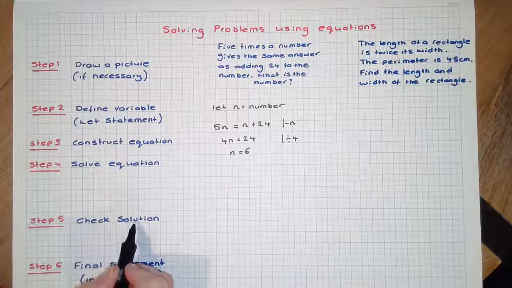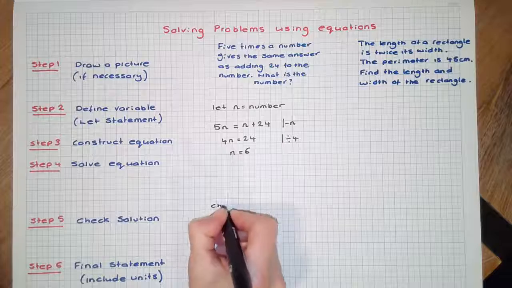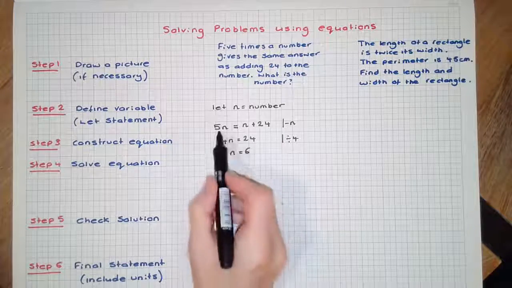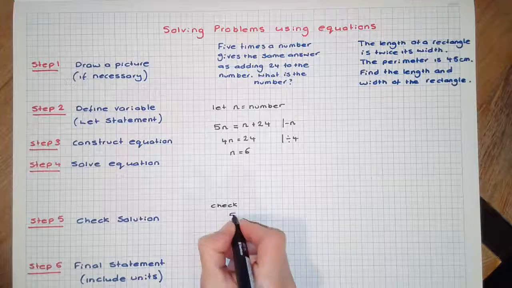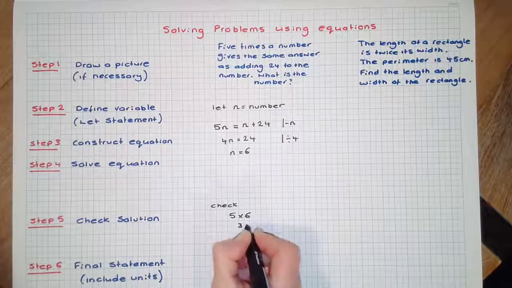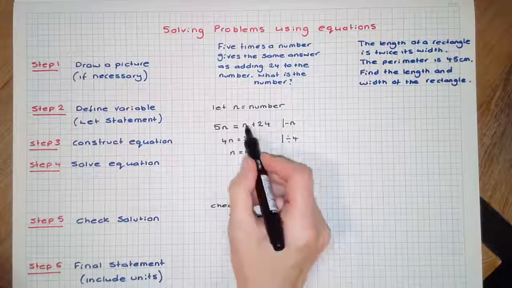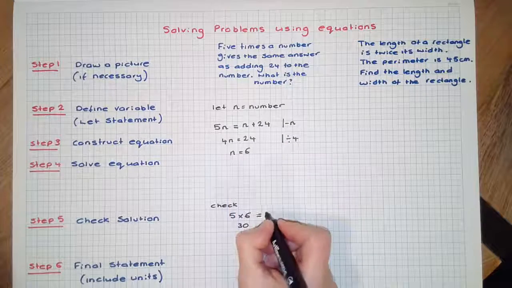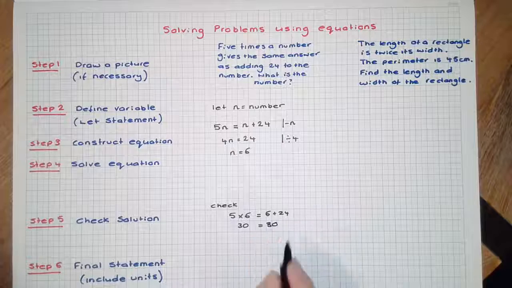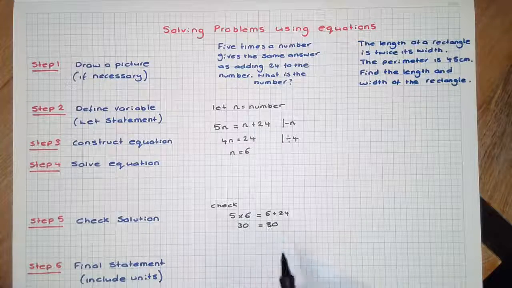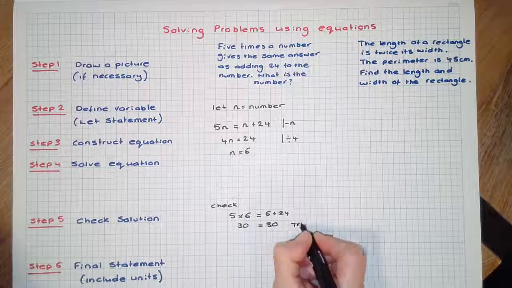Step 5, we check the solution. Check. 5n, substituting 6 in for n, would be 5 times 6, which is 30, equals 24 plus n, so 6 plus 24. Also equals 30. Since the left-hand side equals the right-hand side, the equation is true.